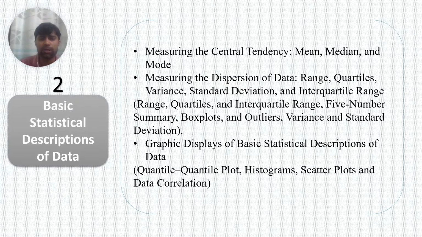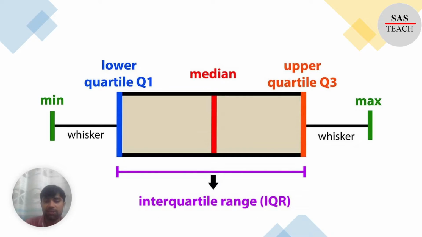There is also another measure, the dispersion of data, that is the range, quartile, and variance. Box plots are also a good example to understand the outliers of the data. Here is an example of a box plot and how we can understand the data. It divides the data into five values: minimum, lower quartile, median, upper quartile, and maximum.